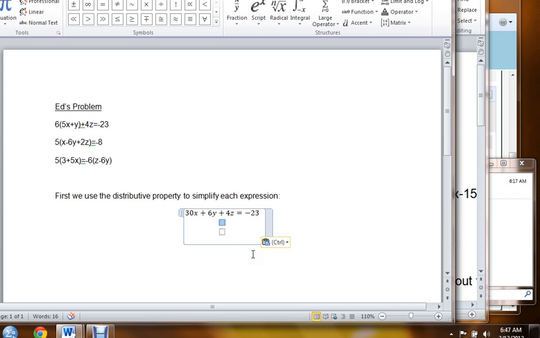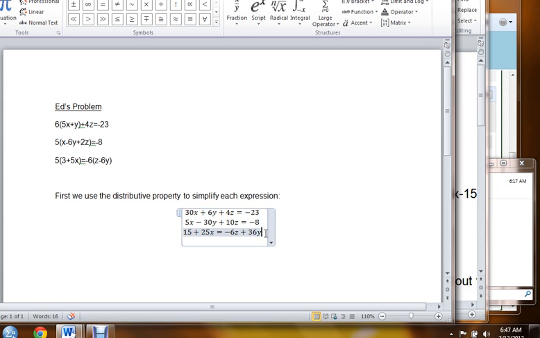Okay, so now I can start doing the second equation in the second little box. So we have 5 times x is 5x, and then 5 times minus 6y, so that's minus 30y, and 5 times 2z is plus 10z, no more parentheses. Then we have equals minus 8. And now we'll go down to the bottom equation, which is 5 times 3 is 15, plus 5 times 5x is 25x, equals, now on the other side, minus 6 times z is minus 6z, and minus 6 times minus 6y is plus 36y.